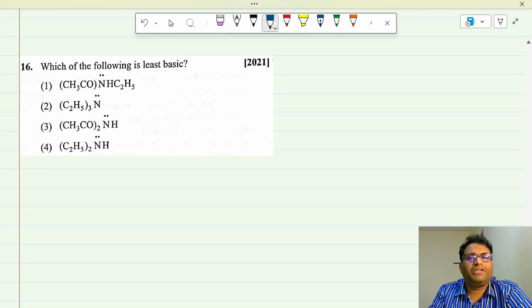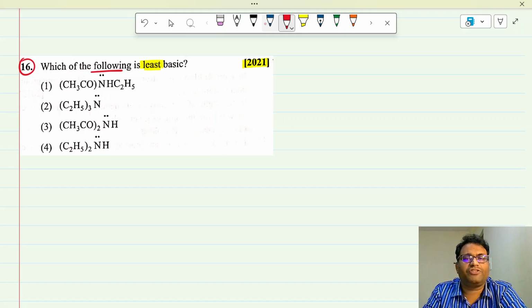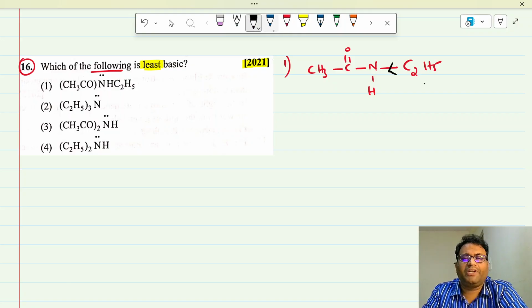Right. Next, coming to which is least basic. Which of the following is least basic? So first option, let us take CH3 C double bond O N H C2H5. If you see, this shows plus I character, but here this pair of electrons is involved in resonance.